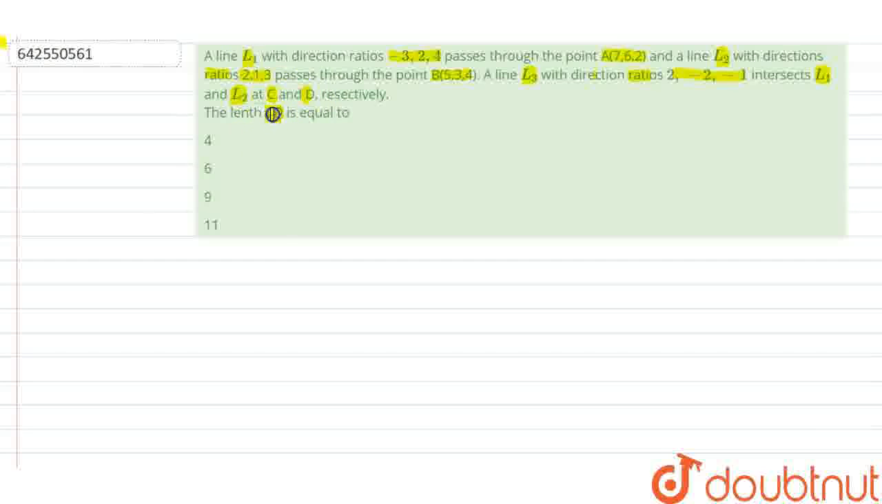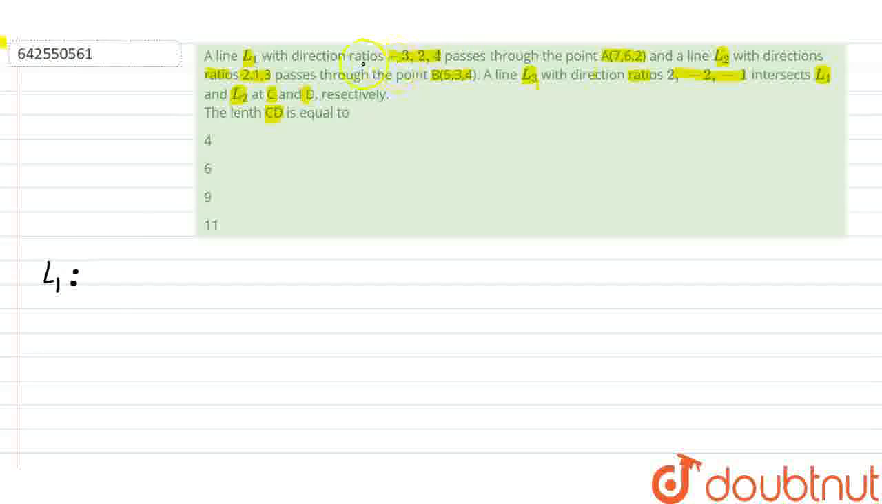That is, we have to find the length of the line segment joining the intersection point of L3 and L1 with the intersection point of L3 and L2. So we have been given three lines. Let us talk about the L1 line first.